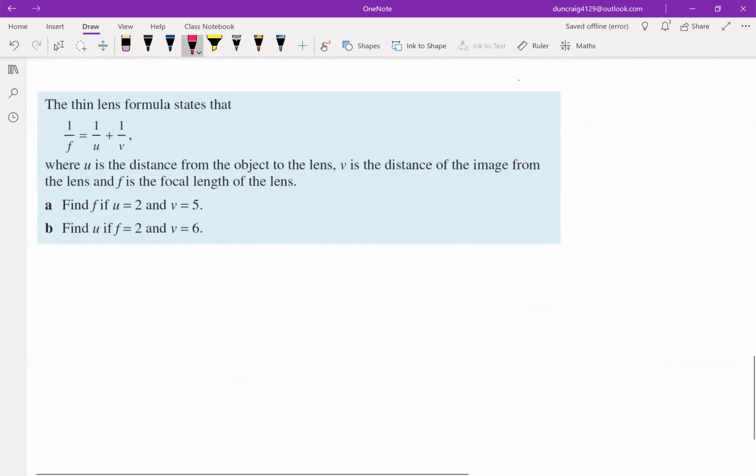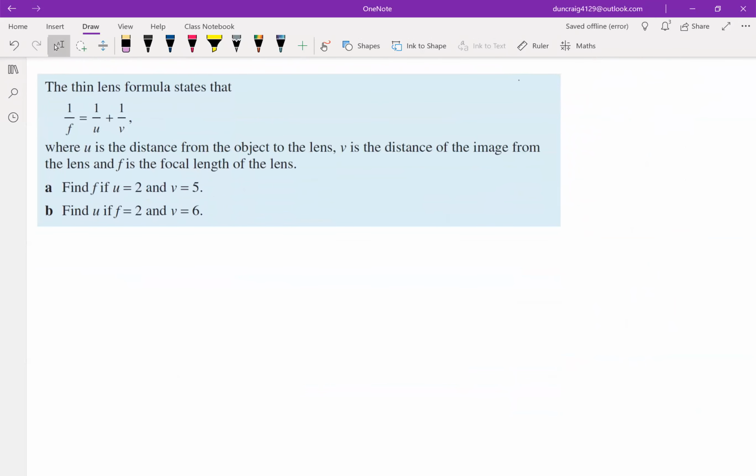Now, one more problem here. And in this one, it sort of looks like a slightly harder formula that we're dealing with. And this thin lens formula, I'm not familiar with what this is. So it says 1 over f is equal to 1 over u plus 1 over v. Where it says u is the distance from the object to a lens, v is the distance from the image from the lens, and f is the focal length of the lens. So it's camera related stuff here. So find f if u is equal to 2 and v is equal to 5.